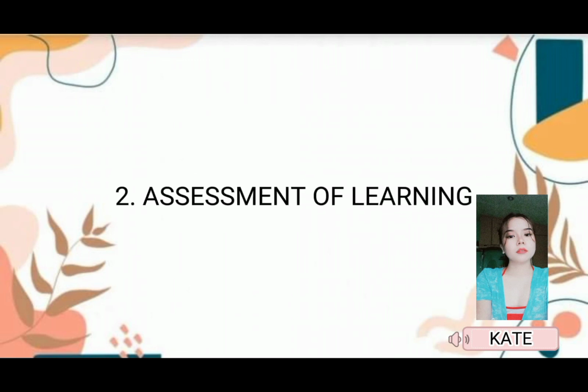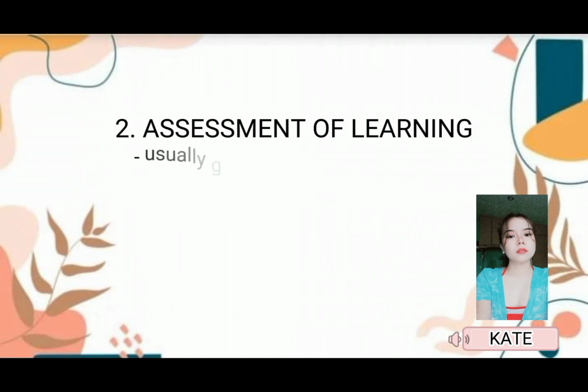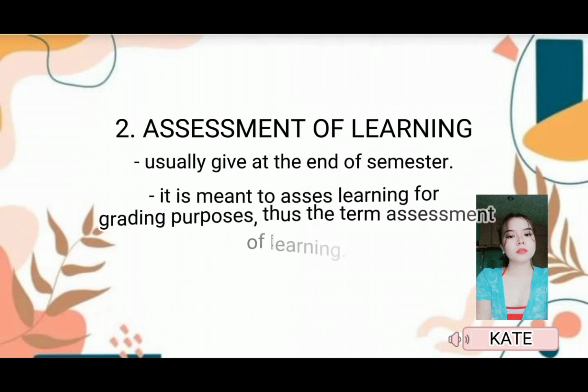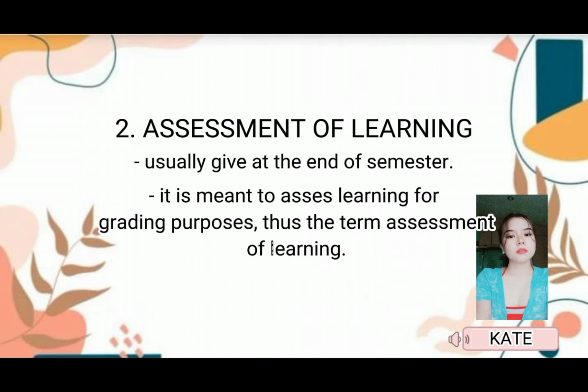The next assessment is the assessment of learning. Assessment of learning is usually given at end of semester. It is meant to assess learning for grading purposes, thus the term assessment of learning. For explanation, assessment of learning refers to strategies designed to confirm what students know. It demonstrates whether or not they have met curriculum outcomes or the goals of their individualized program.